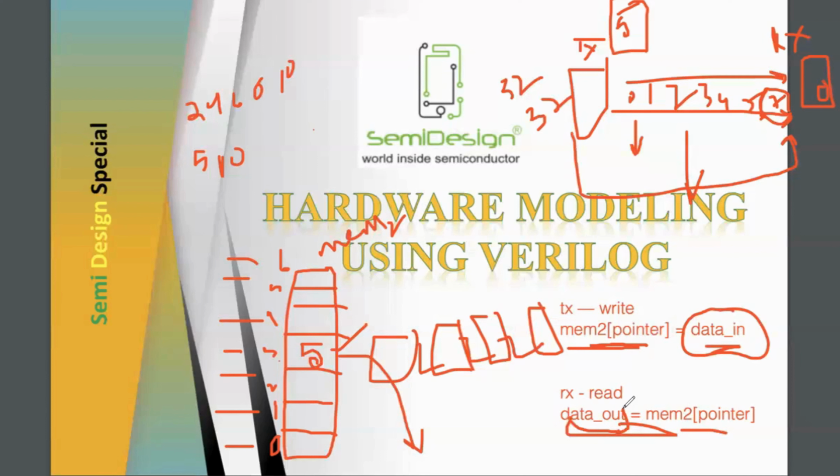Now, where is the counter used? The counter is used in the pointer. So the pointer is increasing 1 by 1: 0 to 1, 1 to 2, 3 to 4, 4 to 5, like this.